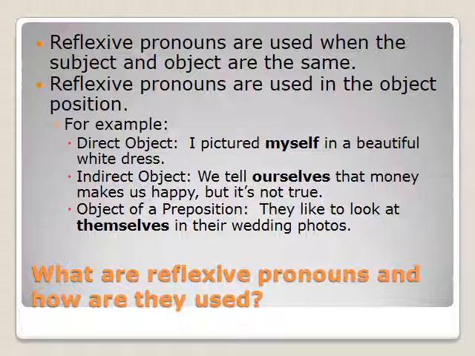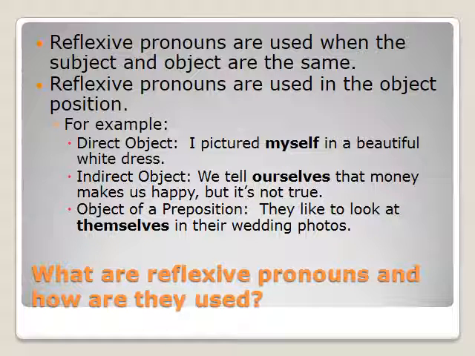Reflexive pronouns are only used when the subject and the object are the same. One of the confusing things is that a lot of people misuse reflexive pronouns. But technically, the only time you want to use them is when the subject and the object are both the same. So in this first one, I pictured myself in a beautiful wedding dress. The subject is I, which is the first person singular, and the object is myself, which is also the first person singular.